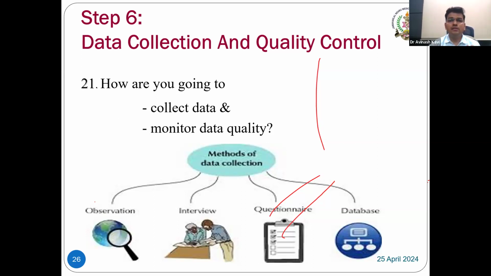A very well-designed study can fail if we don't look at the quality control. So even the best of the programs have quality control, because if we don't ensure the quality, the whole data will be useless.